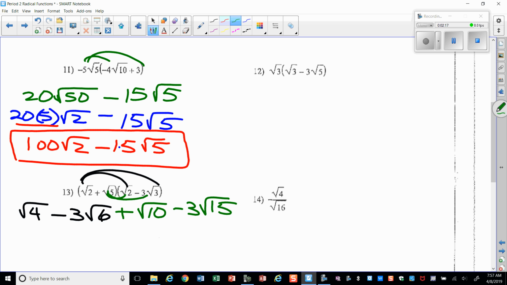All right, and then you just look to see if there's anything that you can combine or simplify, and there's not. So that is your final answer. It's ugly, but that is all you can do right there. Oh, except for the square root of 4. The square root of 4 is a perfect square, so that is 2. So I could say minus 3 square root of 6 plus square root of 10 minus 3 square root of 15.